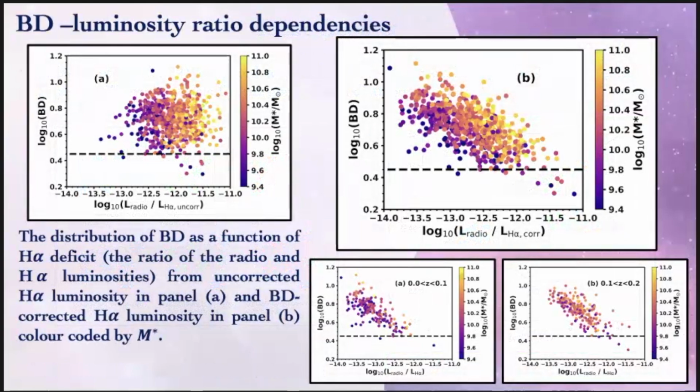Yeah, the correction is just correcting the H alpha luminosity. A would be the uncorrected one, and B is after correcting the H alpha luminosity, applying that correction. So you're correcting the H alpha luminosity for the Balmer decrement that we are trying to obtain. Yeah.